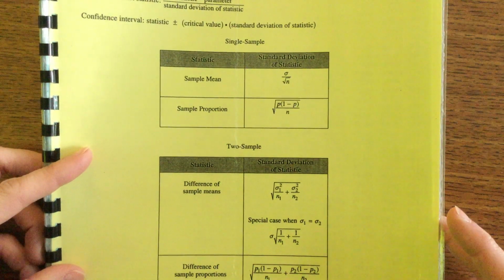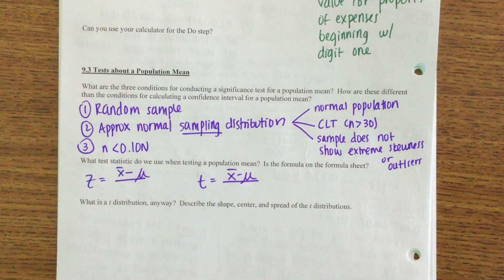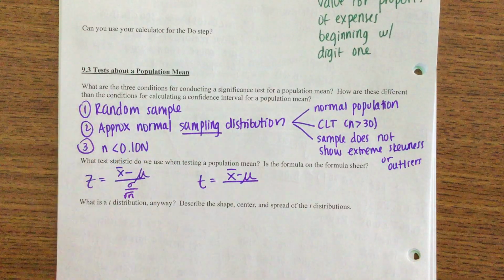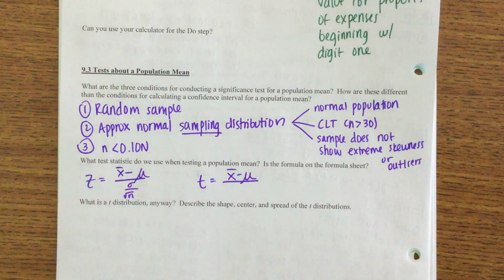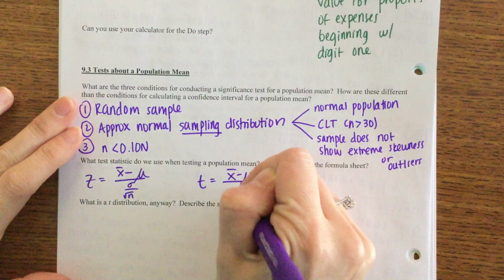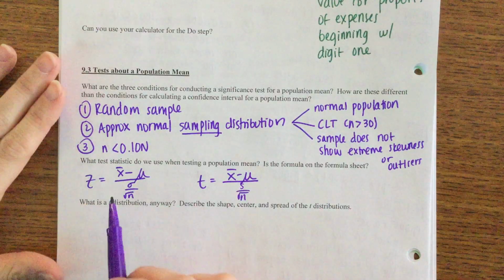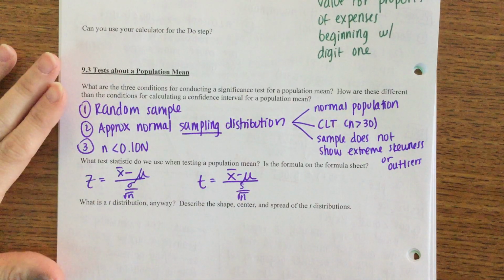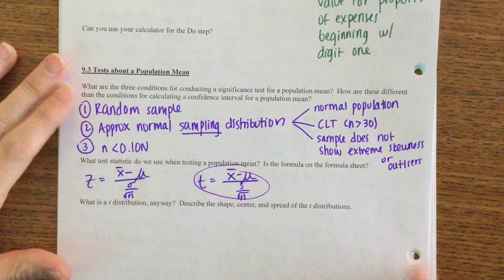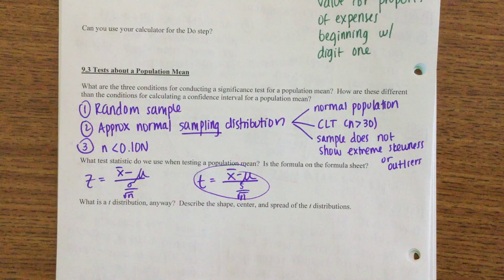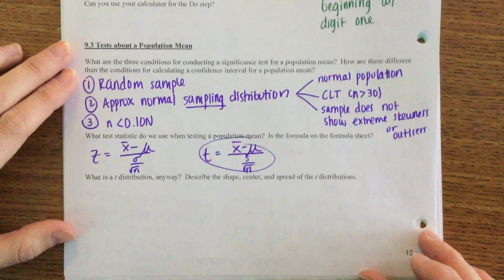So here we're going to have sigma over root n. What about for T? It's not going to be exactly the same. That wouldn't make sense. S over root n. Okay, we talked about this before. Which one of these do you think that you're going to use most often? T. I don't know that I've ever seen an example where Z is used. It's very unrealistic to know the population standard deviation. So most of the time you're using T.